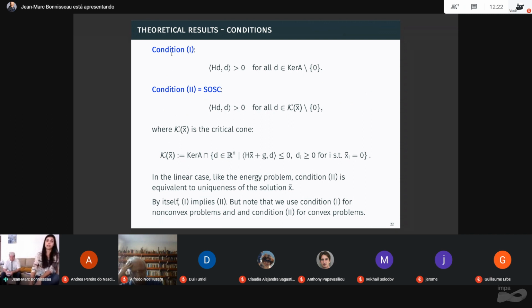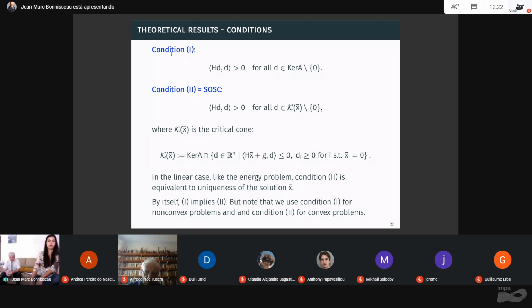We note that in the linear case, condition 2 is equivalent to the uniqueness of the solution x bar. This is because H is 0 for the linear case, like the energy problem, so for condition 2 to be true, we need the critical cone to be 0. If the critical cone is 0, any direction in the feasible set is not a decreasing direction. So it means that the solution x bar will be unique.